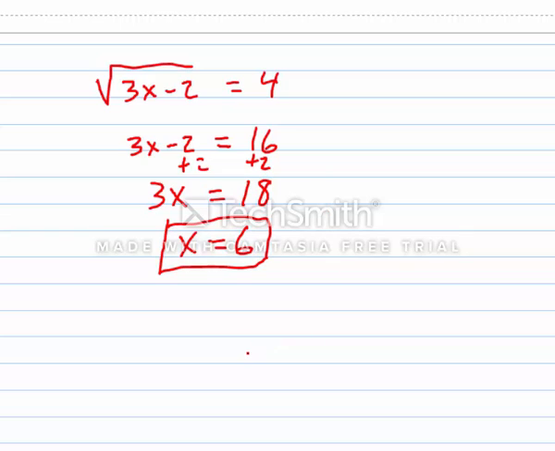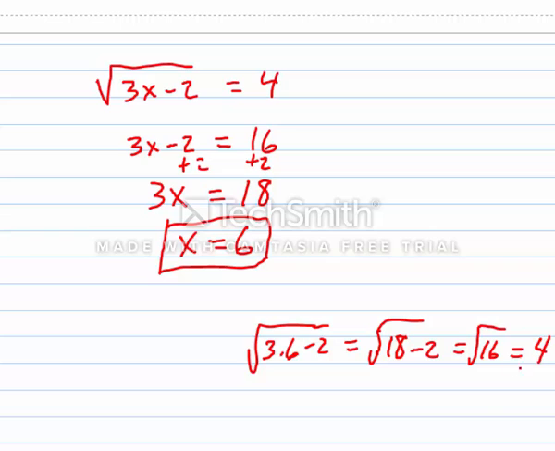We can check our answer. The square root of 3 times 6 minus 2 is equal to the square root of 18 minus 2, the square root of 16, which is 4. Got it.